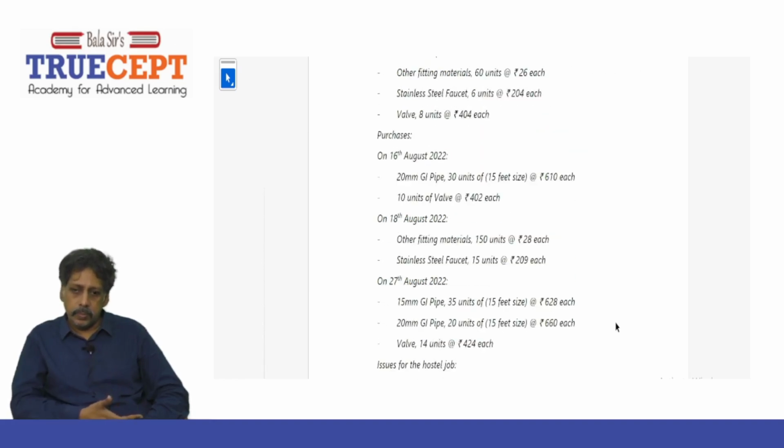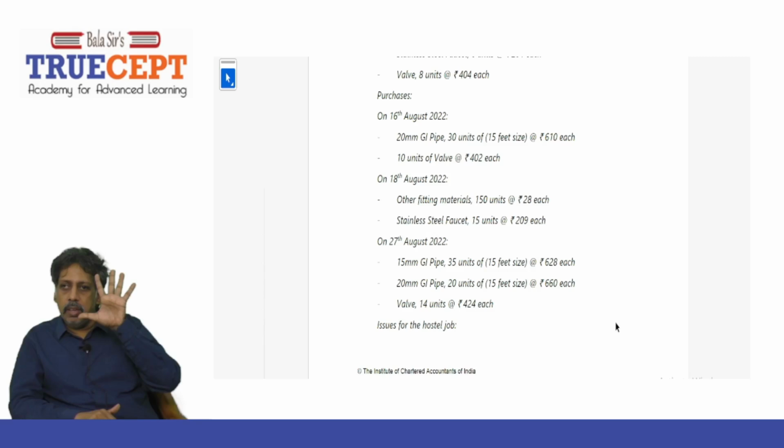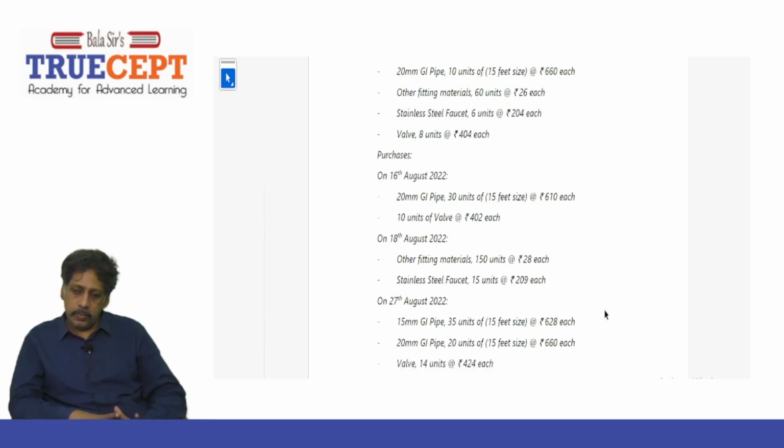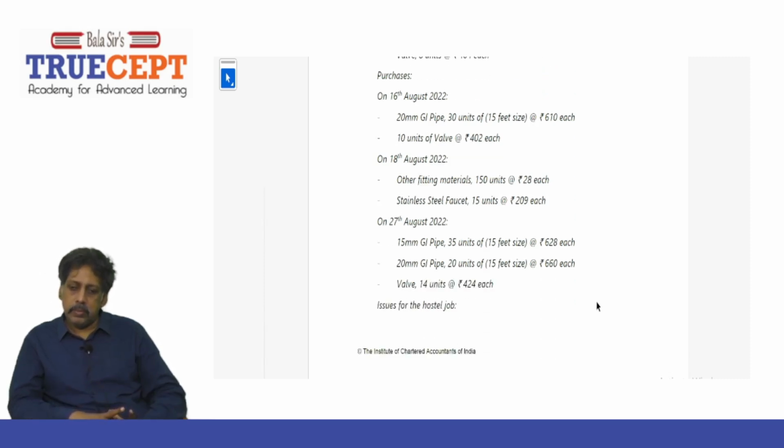Next. Then purchases are given. Basically, we are going to use 5 different types of materials: 15 mm pipe, 20 mm pipe, then the stainless steel faucet, then your other fitting materials, and finally your valves. So, purchases on 16th August 2022. Now they have given the receipts and the issues: how much was bought and how much has been used on this particular job.